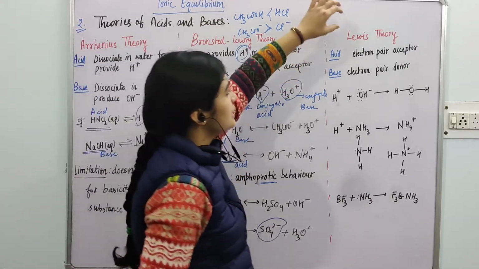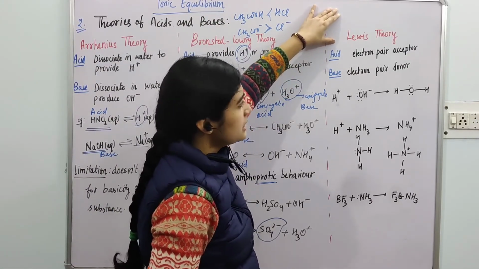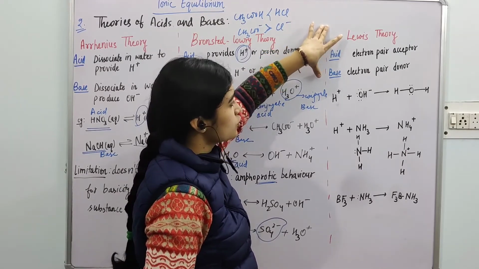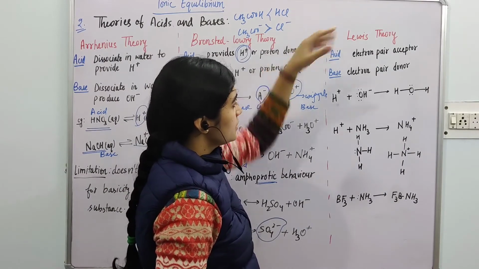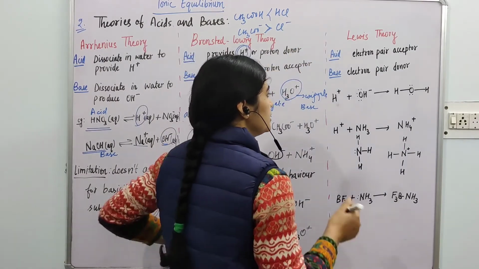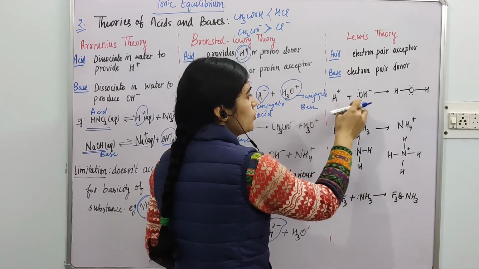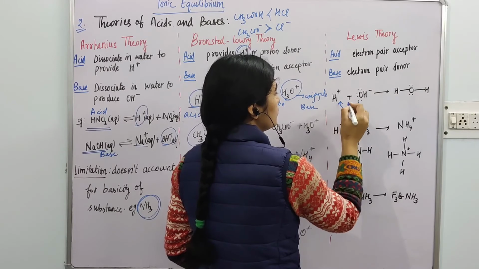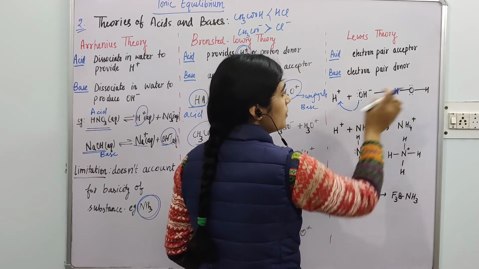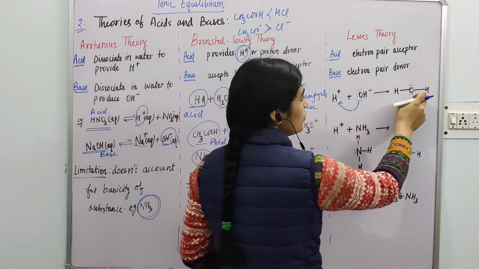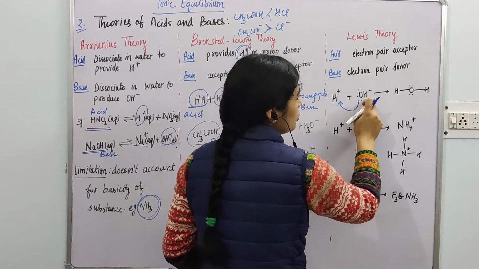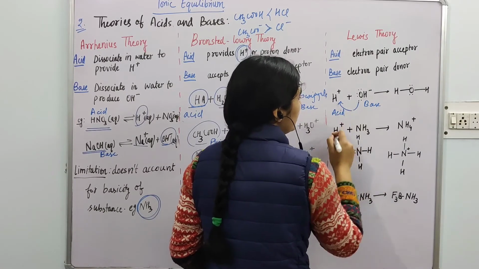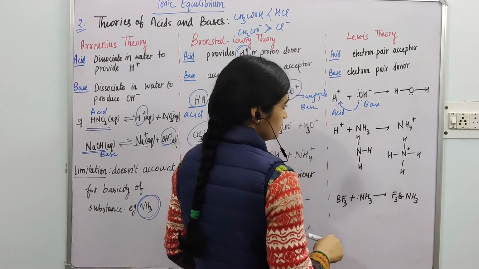Now the third theory is Lewis theory. Lewis suggested that an acid is an electron pair acceptor while a base is an electron pair donor. Alright, so let's say if you make the Lewis structure of OH negative, so what happens? This OH negative donates an electron pair in order to form a bond with a proton and to form a water molecule. So here the donor is base while the acceptor is acid. Alright, this is Lewis acid, this is Lewis base.